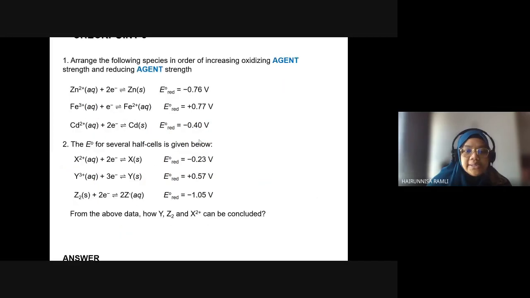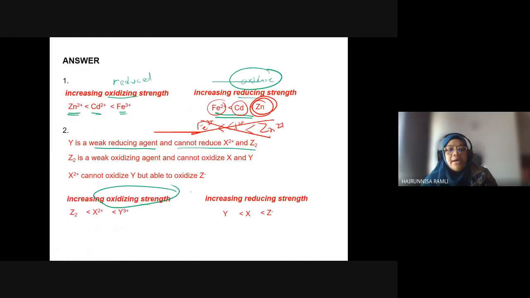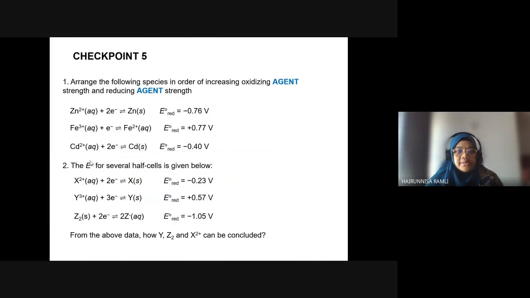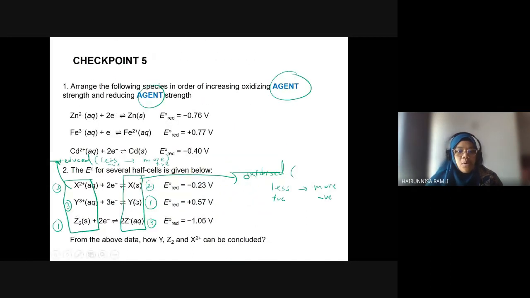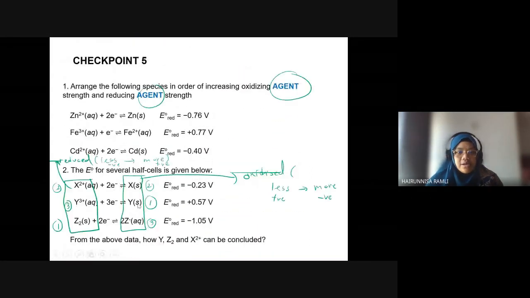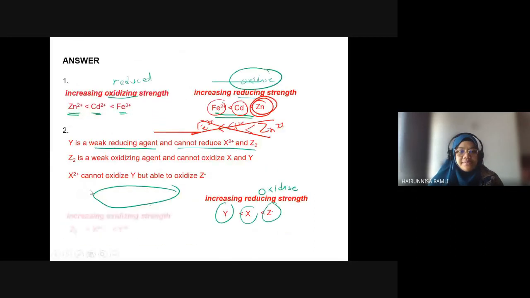Okay, so that's why kat sini, kalau you tengok tadi, dia letak Y, X, Z minus, yang mana? Reducing strength eh. So ini adalah oxidize. Y, X dengan Z minus. Oxidize yang mana? Yang ni tadi kan? Y, X dengan Z minus. Ni bahagian reducing strength. Bahagian oxidizing strength, Z2, X2 plus dengan Y3 plus.